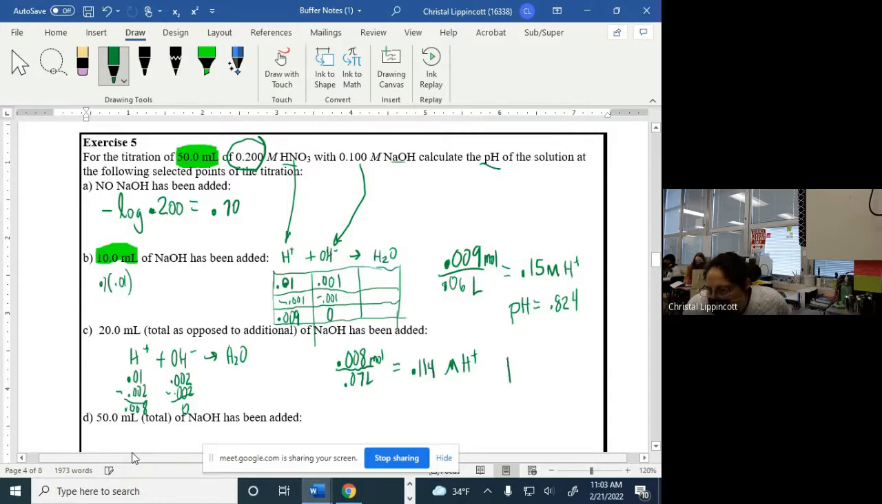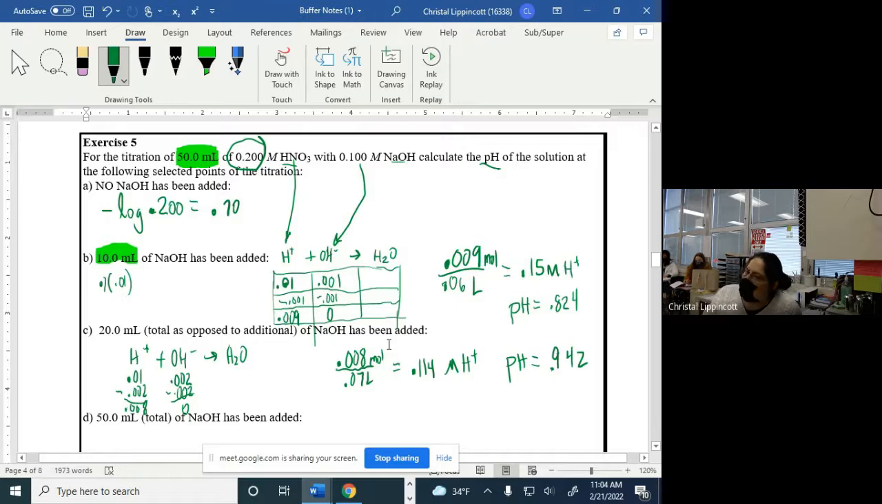Should my pH be less than or greater than? Greater than. Greater than, yep. And it does. It turns out to be 0.942. Oh, you were right. Oh, shoot. This is not.